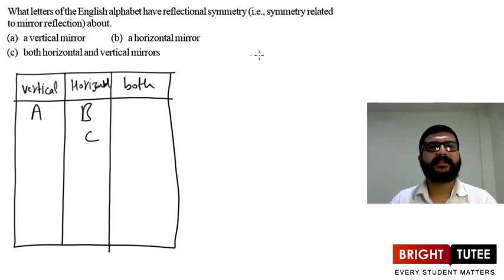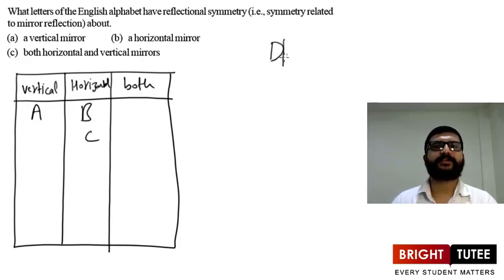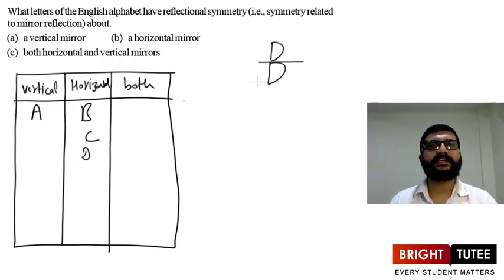Now the next letter is letter D. Now again, if we place a vertical mirror here, the image formed will be like this. This is not letter D. Now what if we place a horizontal mirror here? Then again a D is formed. So therefore this will also come under horizontal, letter D. Now like this only we have to check for each and every letter.